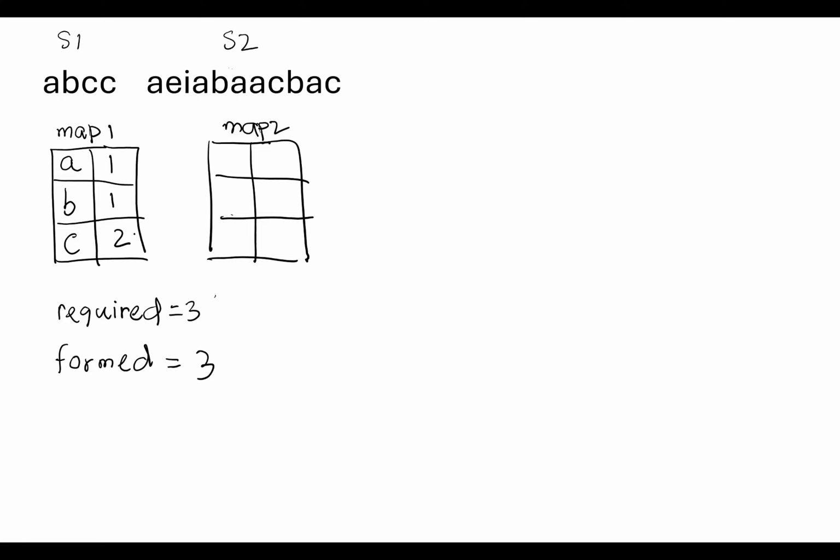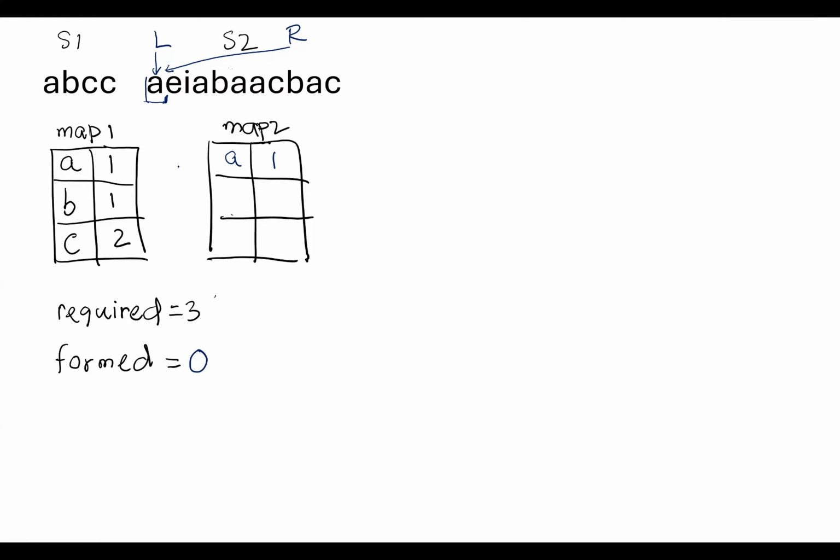Now let's start the window. We are going to have 2 pointers, the left pointer and the right pointer. So this is the left, and say this is the right pointer. Initially both of them are going to point to this. So we take the frequency A1, and you see that initially formed is 0, and we update the frequency of the window. So this is our window right now.